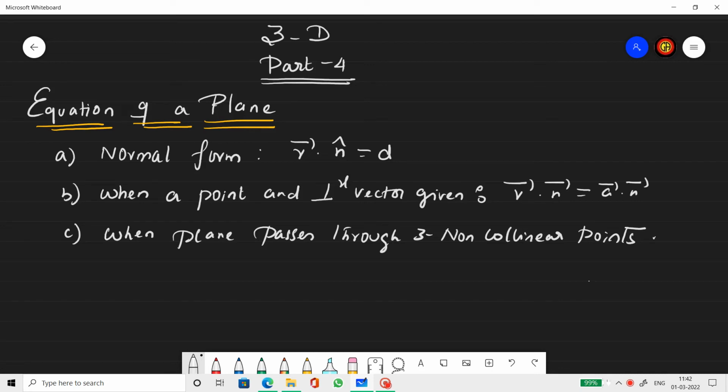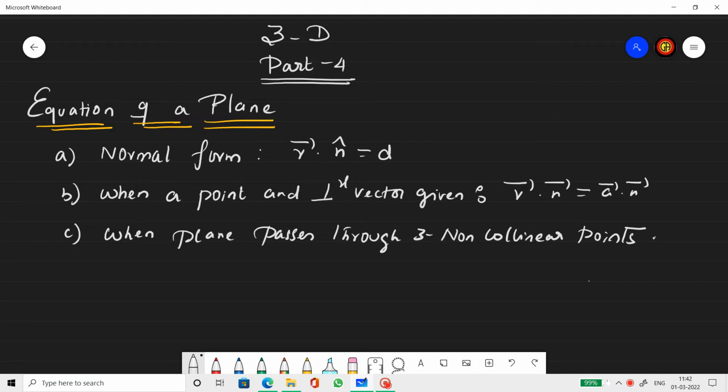Today I'm going to start the part 4 class of three-dimensional geometry. Today we're going to see equation of plane. Hope you're following my classes, hope you're taking notes, and hope you're all practicing the sums.